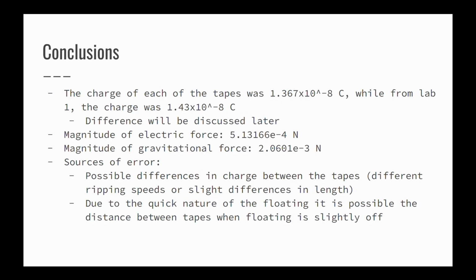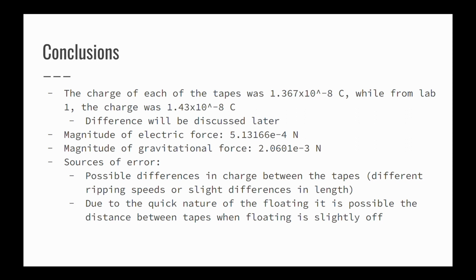So in conclusion, the charge of each of the tapes was, we're going to go with what the calculation says, 1.367 times 10 to the negative 8 coulombs. From the lab it was that, and from the code we saw that it was 1.43 times 10 to the negative 8 coulombs. There was a slight difference there, but really that just comes from how the actual formula accounts for the distributed charges in its entirety. So instead of having, say, 50 points in the code, the actual formula accounts for the integral and accounts for basically an infinite number, so it's more accurate.